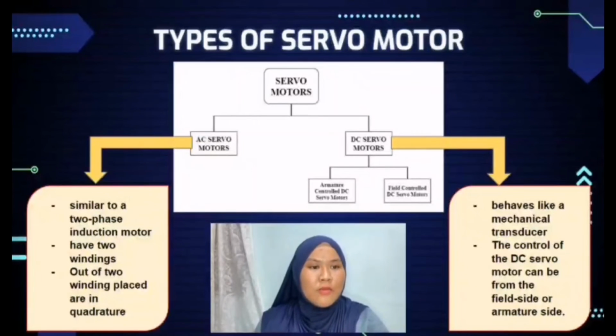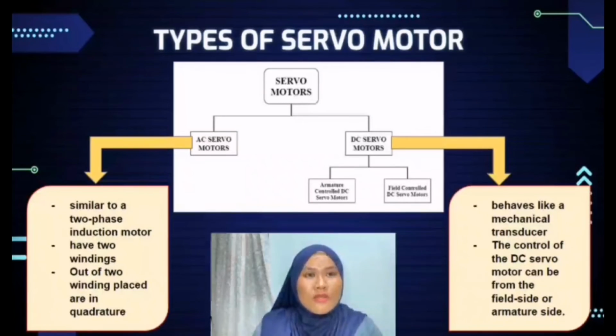An AC servo motor is constructionally similar to a two-phase induction motor. There are two windings in the AC servo motor. The first winding is called the control winding, and the other is called the reference winding, which is excited by a constant voltage. In between the two windings, the rotor will be connected to the load. The two windings are placed in quadrature, at 90 degrees.